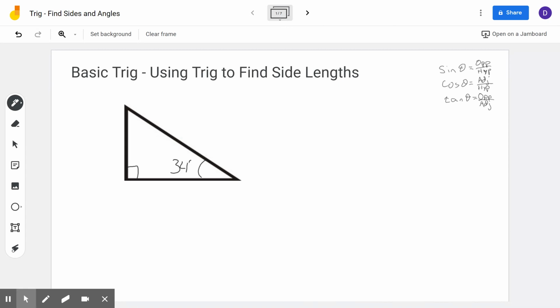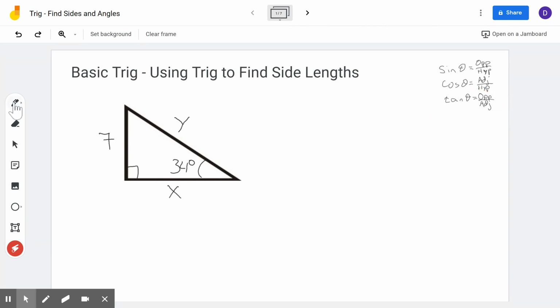Let's say you have a right triangle and you know that this angle is, say, 34 degrees, and you know a side, 7, and I want to know these two sides. Well, you have to ask yourself, what do I have? What do I want to find? Let's find x first, which means this is the opposite side, and we've got the adjacent side.